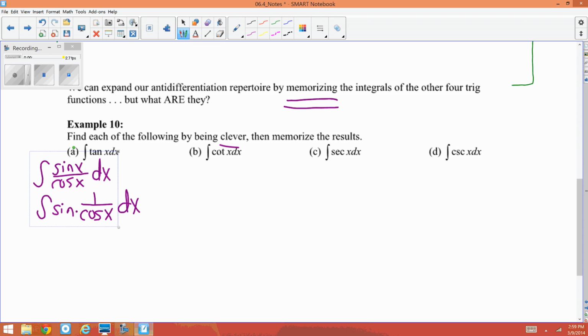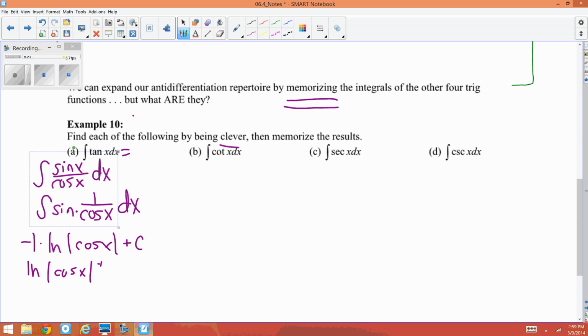All right, so now, wait, I have the derivative of cosine, that's negative sine, so I just have to correct for this. Now, how do I do the antiderivative of 1 over something? Well, that would be just ln. So ln, absolute value of cosine of x, plus c. There you go. This is the antiderivative of tangent.